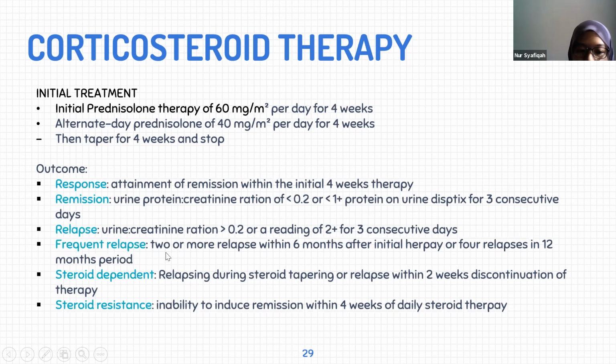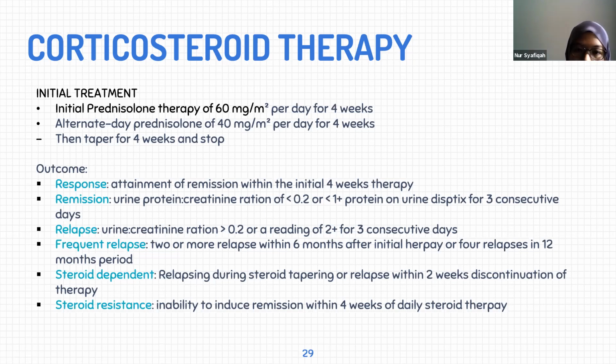And then we have frequent relapse, where the relapse occurs 2 or more times within 6 months or 4 times within a 12 month period. And then we have steroid dependent, where the relapse occurs during steroid tapering or within 2 weeks of discontinuation of therapy. And the last one, we have steroid resistant, the inability to induce remission within 4 weeks of daily steroid therapy.